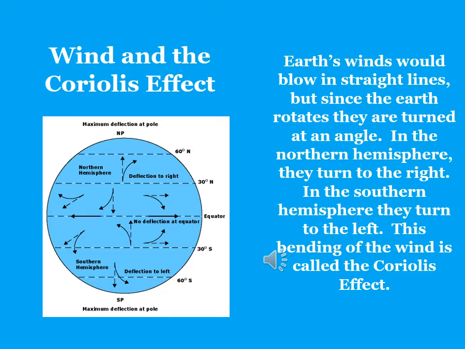Because of the Earth's rotation, they are turned at an angle. In the northern hemisphere, they turn to the right, and the southern hemisphere to the left. This bending of the wind is called the Coriolis effect, and it is important in climate, because if you notice, for instance, how our hurricanes form and move is based on the Coriolis effect.